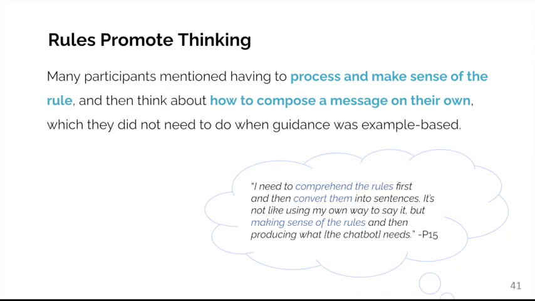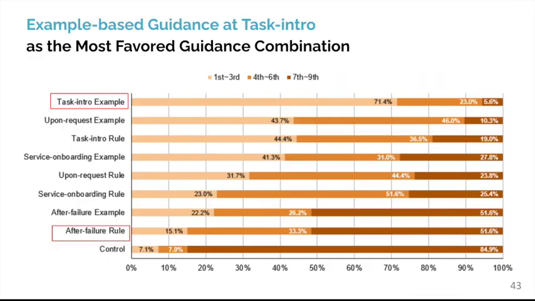Also, many mentioned that rules promote their thinking process, which they did not need to do if the guidance they saw was example-based. This ratio figure shows the combination ranking results. Each row makes up 100%. From left to right is the ratio of a combination being voted as first to third place, fourth to sixth place, and seventh to ninth place respectively.